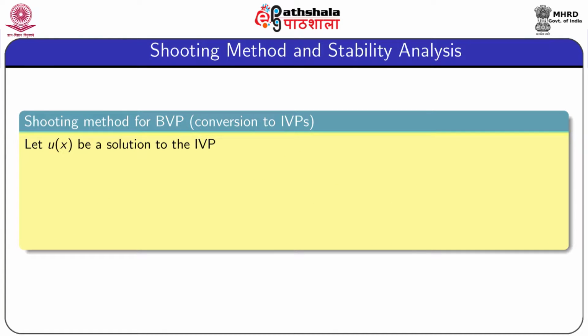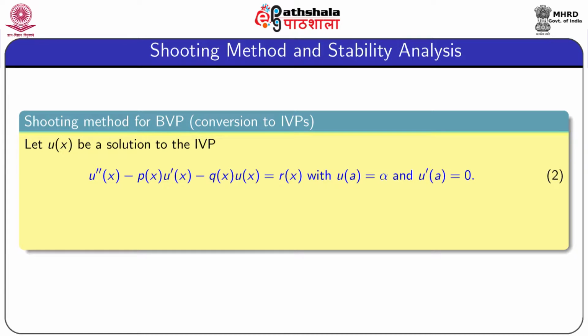Let u(x) be a solution of the initial value problem: second derivative of u at x minus p of x, first derivative of u at x minus q of x into u(x) equal to r(x), with the initial conditions u at a equal to alpha and first derivative of u at a equal to 0. That means the initial condition is taken in this form.